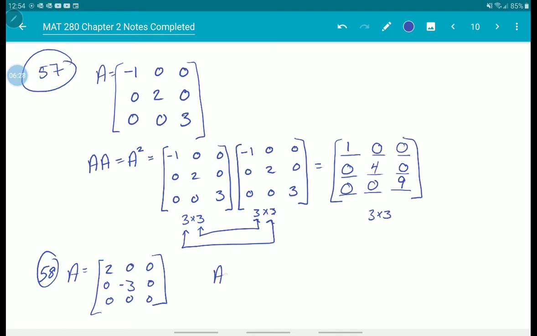Well, if we want to find A times A, which is really just A squared, since this is a diagonal matrix, then all we have to do is multiply down those main entries, down the main diagonal. So it will be 2 times 2, which will be 4. Negative 3 times negative 3 is a 9. And then 0 times 0 is 0. So we really just end up squaring those entries down that main diagonal. And then we're going to have zeros everywhere else. If we wanted to, we could do it the same way we did it up here, and we would get the same answer.